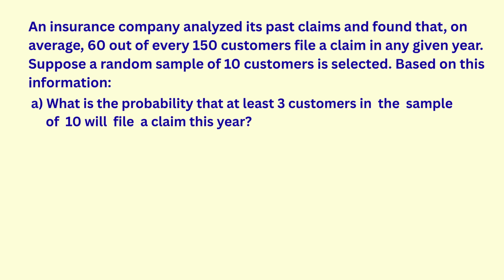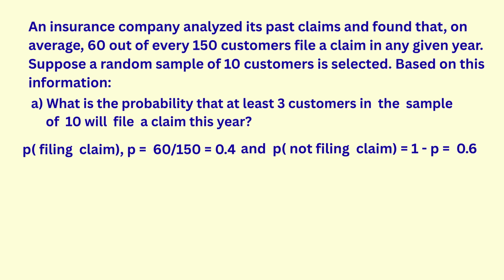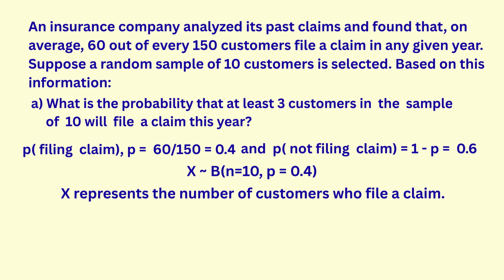We are told that 60 out of 150 customers file a claim. So the probability of a customer filing a claim is 60 over 150, which is 0.4, which we'll call the probability of success, labeled as p. We are selecting 10 random customers, so X is binomially distributed with n equals 10 and p equals 0.4, where the random variable X represents the number of customers who file a claim.